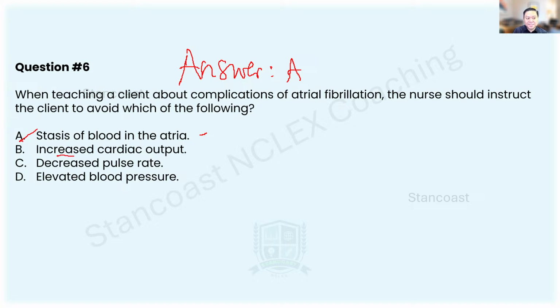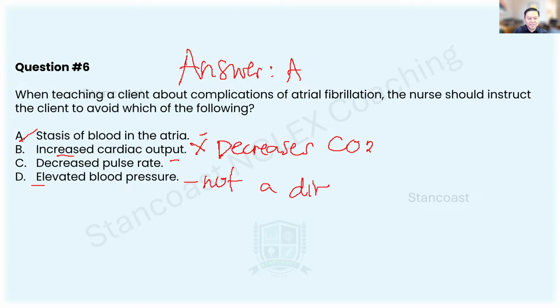AFib doesn't increase the cardiac output. No. It decreases CO, not increases. Decreased pulse rate, is it true? No. Decreased pulse rate is not typical in a patient with atrial fibrillation. Mostly it is elevated. What about letter D, elevated blood pressure? Well, this might coexist with atrial fibrillation, but it's not a direct complication of AFib.